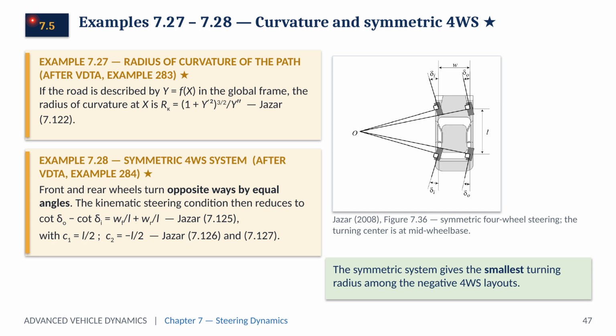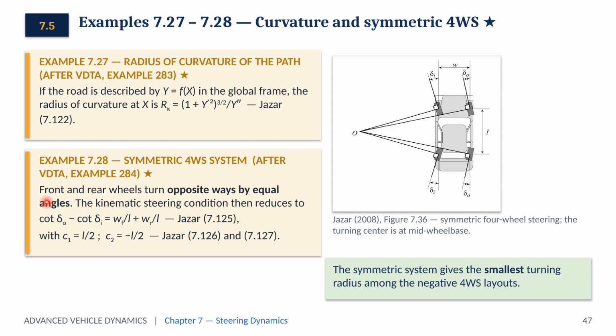Two short examples here. Example 727 recalls that if the road is described by y equals f of x, the radius of curvature is 1 plus the first derivative squared, raised to the power 3/2, divided by the second derivative. That is the bridge between the shape of the road and the turning center of the car.